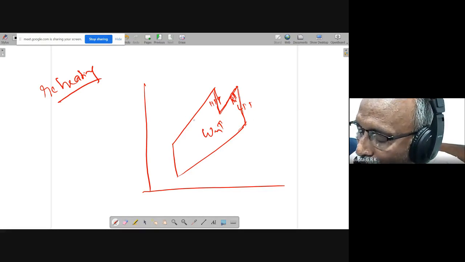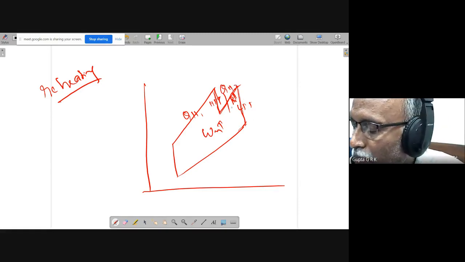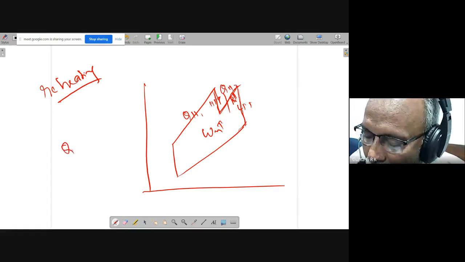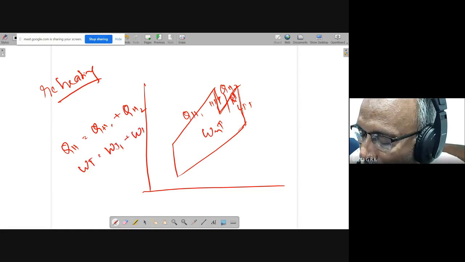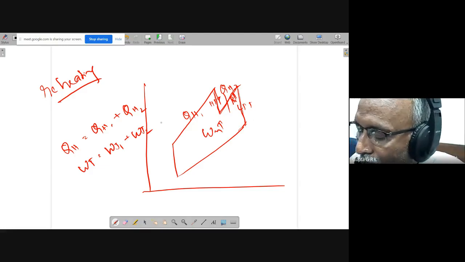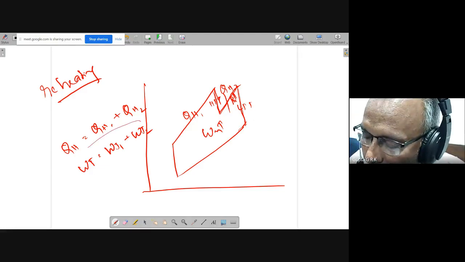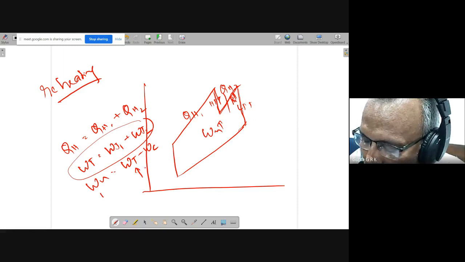In the same way, this is QH1 and this is QH2. In the reheater, I have to supply some more heat. So total QH is equal to QH1 plus QH2. In the same way, WT is equal to WT1 plus WT2. So QH increases, WT increases, and so net output increases, Wn is equal to Wt minus Wc. Because this is increasing, W net also increases.